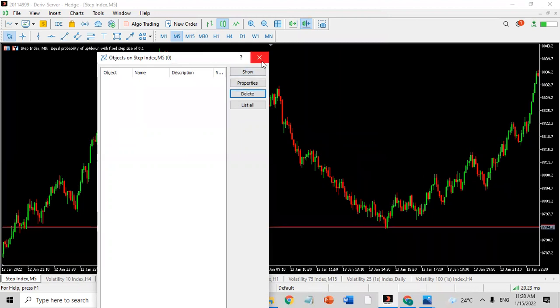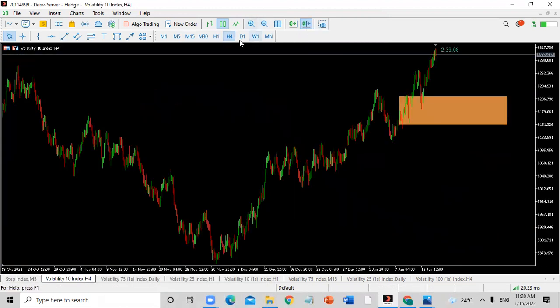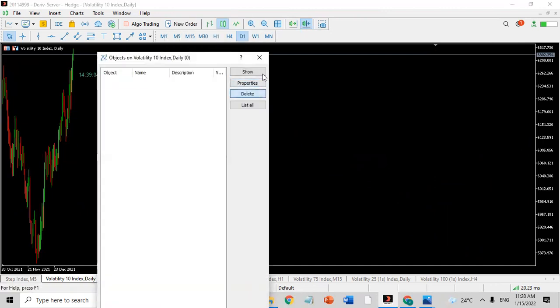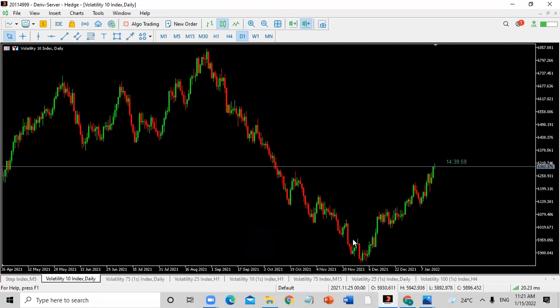Let's see. I think we have V10 here. So if you're on V10, let me just remove all these drawings. Okay, so on the volatility 10 on the daily chart, you can see that price has been bullish for the past, I don't know how many days, if not even a month, okay? Let's see if we can find key points of interest to take trades.